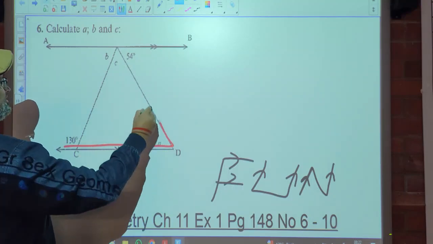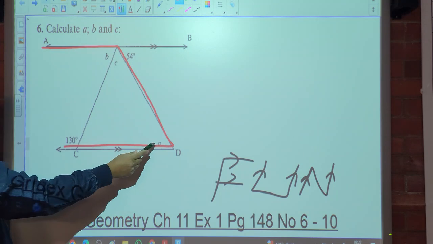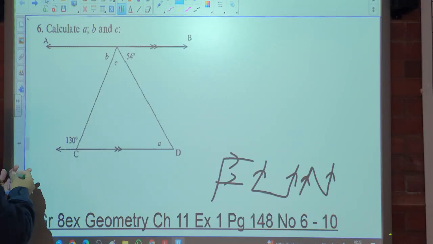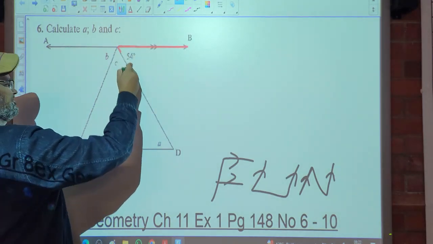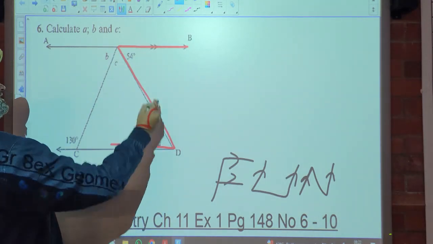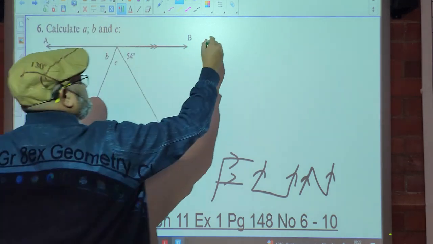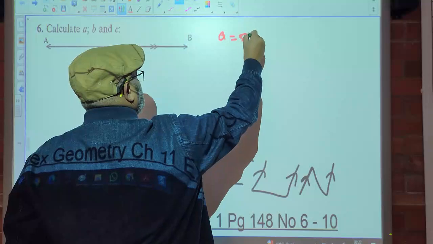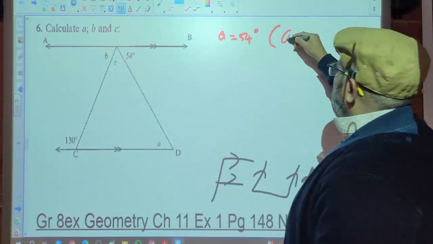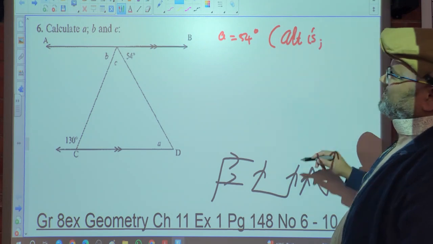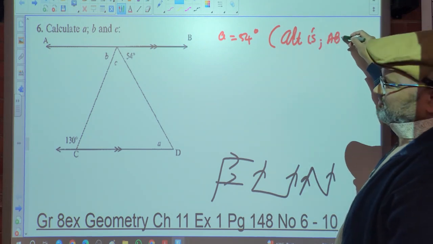You can use the co-interior angles again on A, but we don't have B and C. Can you see that? So we will use the alternate angle, which means to say A is 54 degrees. A is equal to 54 degrees. So alternate angles, with AB being parallel to CD.